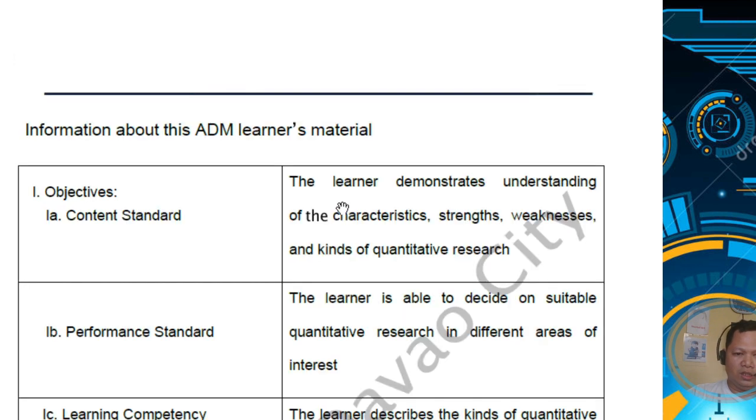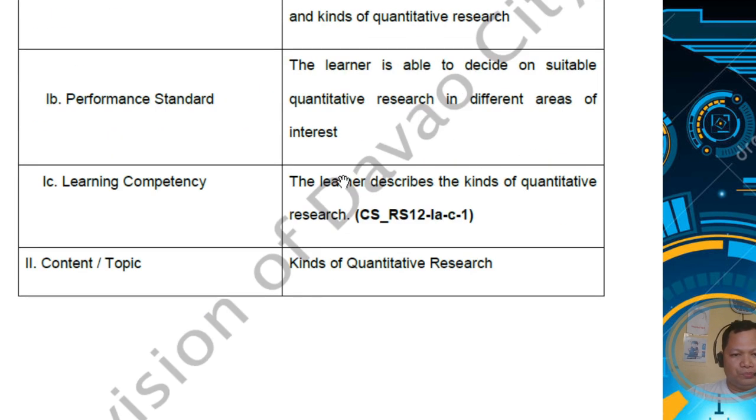Let's go to our competency. The learner describes the kinds of quantitative research. After knowing its strengths and weaknesses, we will now determine what kind of quantitative research you are going to use in your research. I know you are very excited already in your research. I hope you have that enthusiasm in conducting your study.